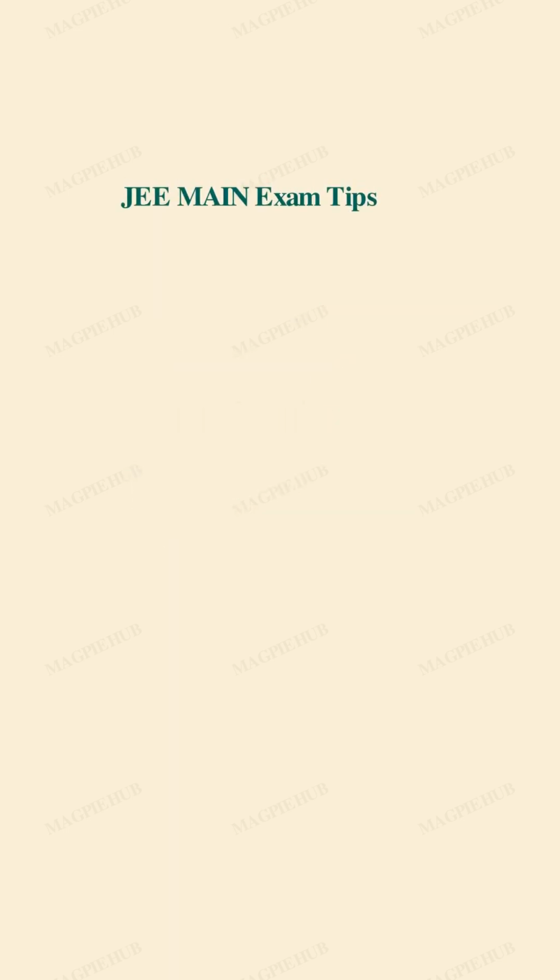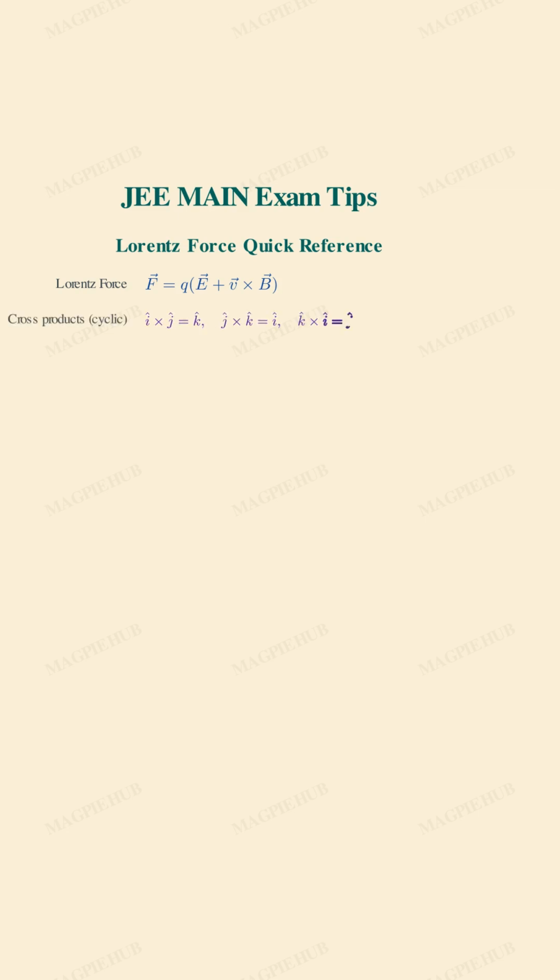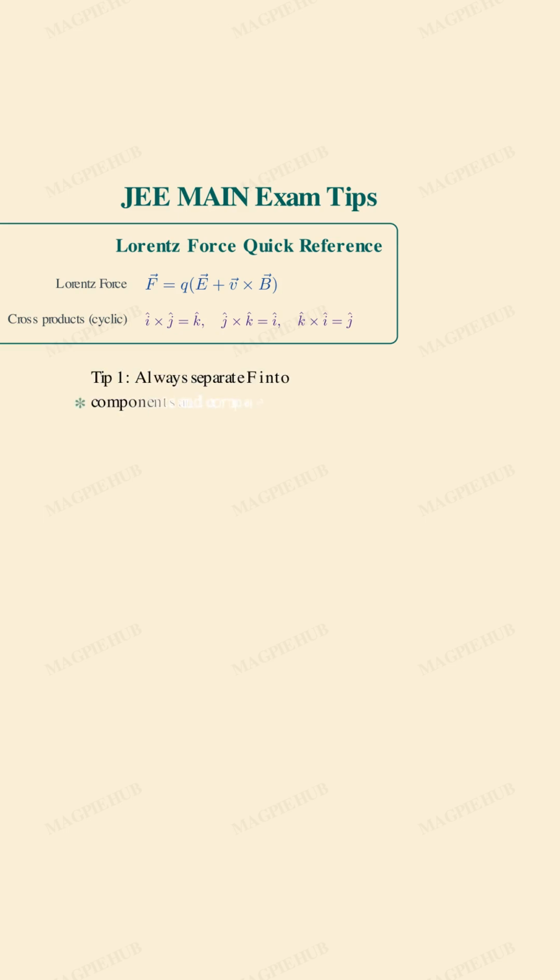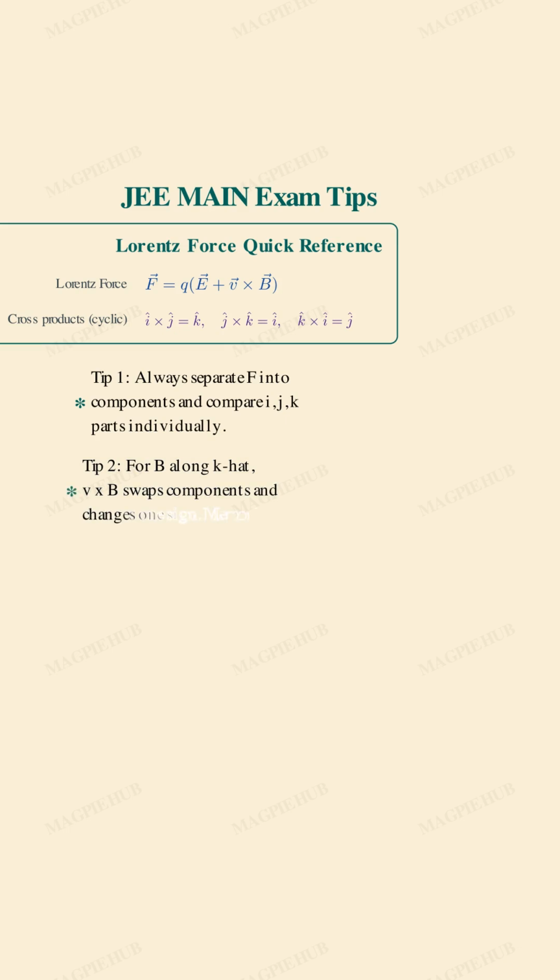Here are some exam tips for Lorentz force problems. First, memorize the Lorentz force formula and the cyclic cross product rules, i cross j equals k, j cross k equals i, k cross i equals j. Tip 1, always separate the force equation into individual i, j, and k components and compare them separately. This gives you independent equations to solve. Tip 2, when B is along k hat, v cross B essentially swaps the Vx and Vy components with a sign change. Memorizing this shortcut saves valuable time in the exam.